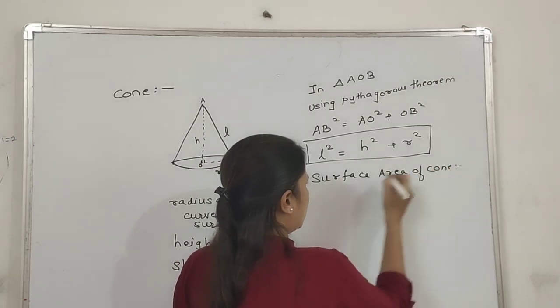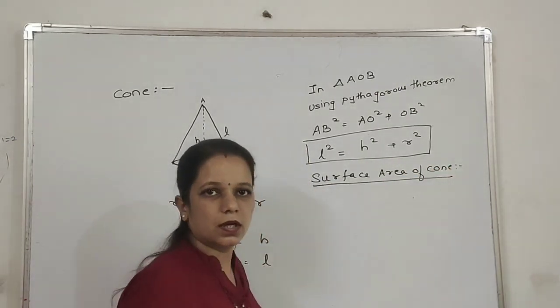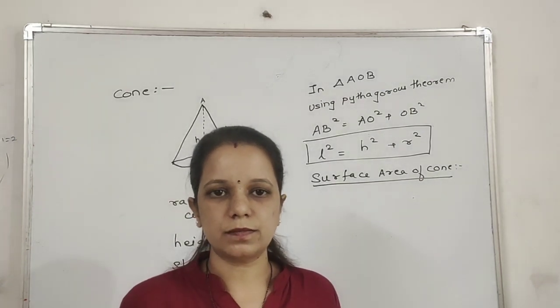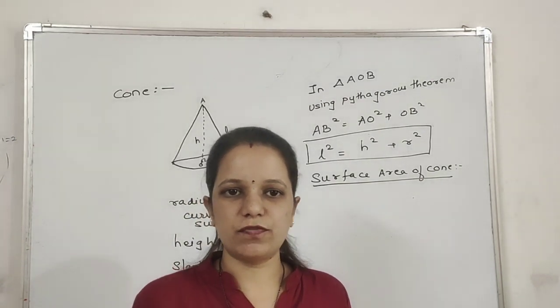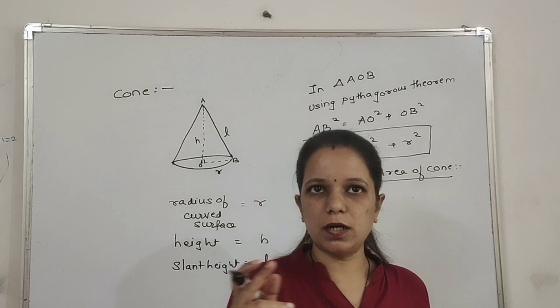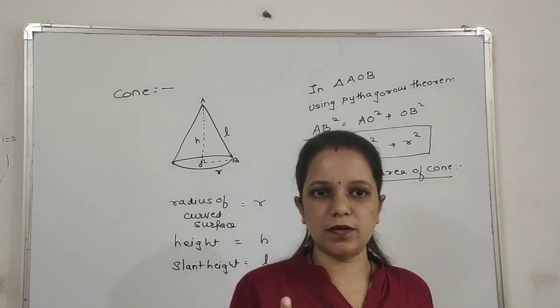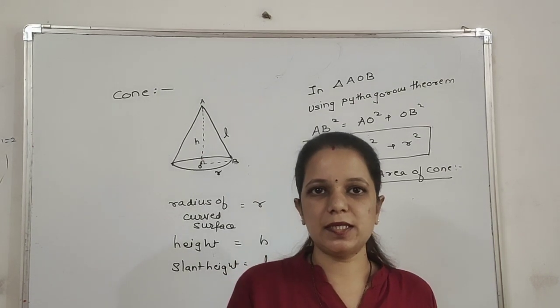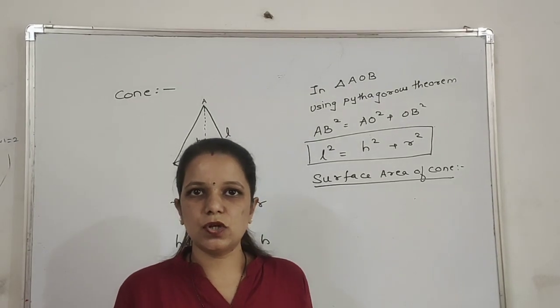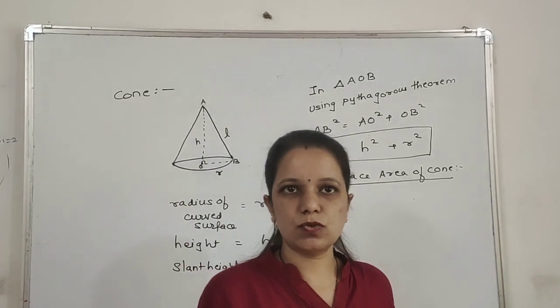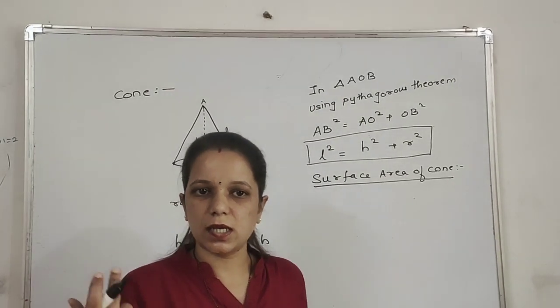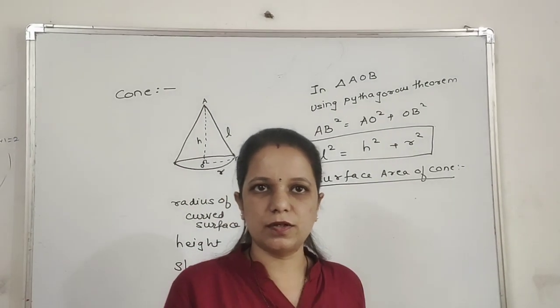Next point is surface area of cone. Now the cone has two surfaces. One is your circular base, and the other is your curved surface. Okay, so cone has two surfaces, circular base and the curved surface.